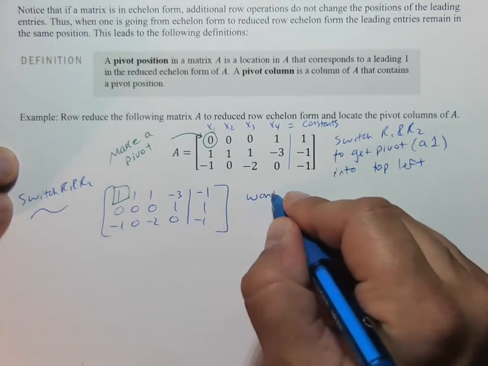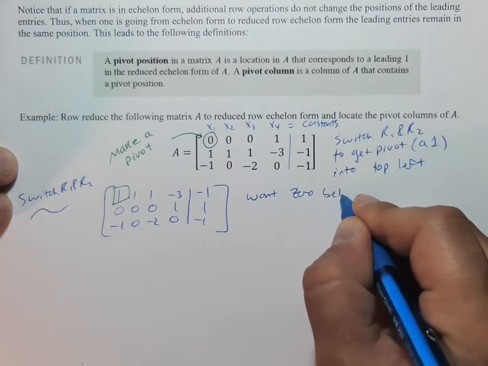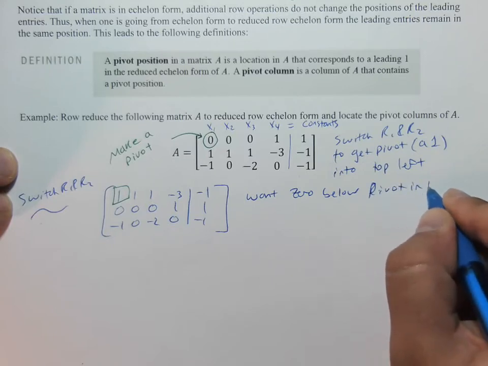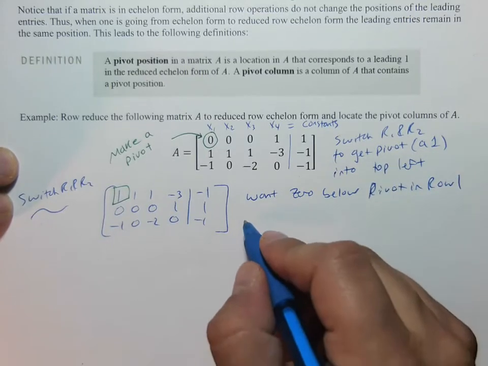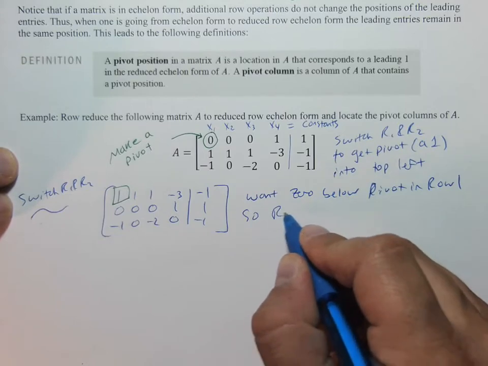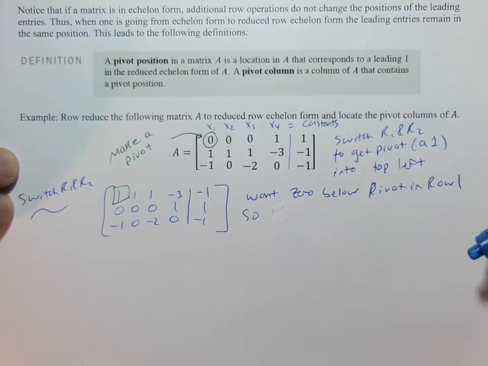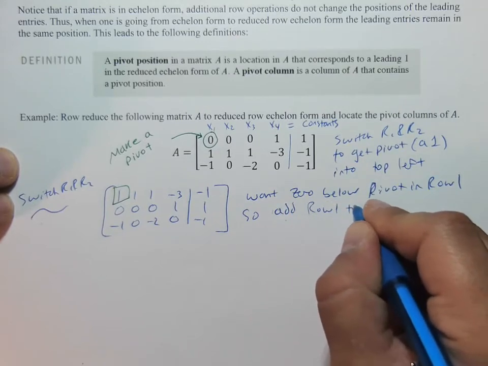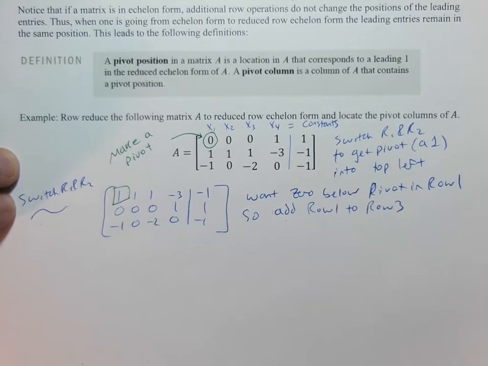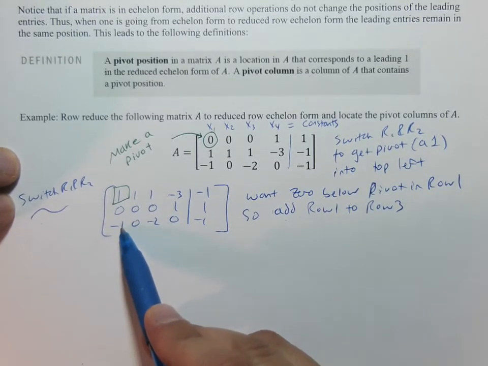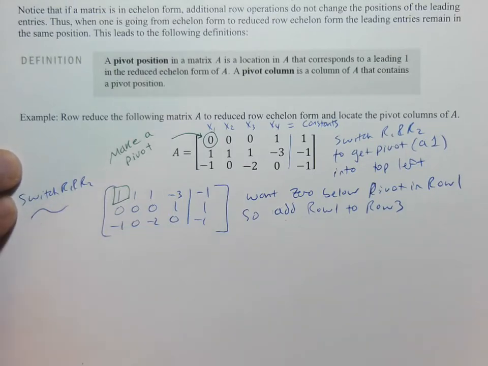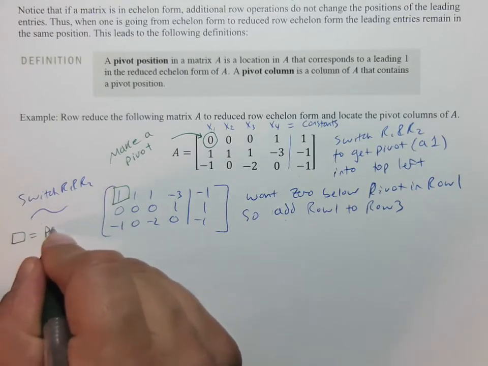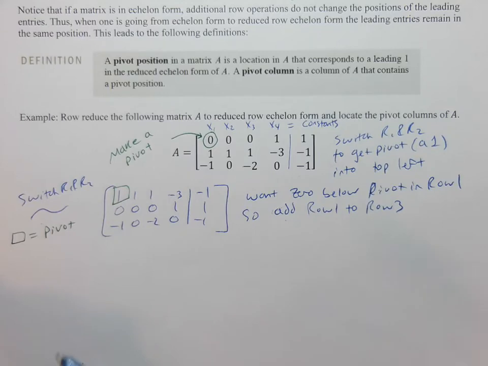But the idea is you want a 0 below the pivot in row 1. And so what you're going to do is add row 1 to row 3, because it'll cancel that one out and make it a 0. And let me make this clear too, I'm going to box in the pivots. My box is a pivot entry. And we don't want to mess that up, so we box it in so we know that it stays there.